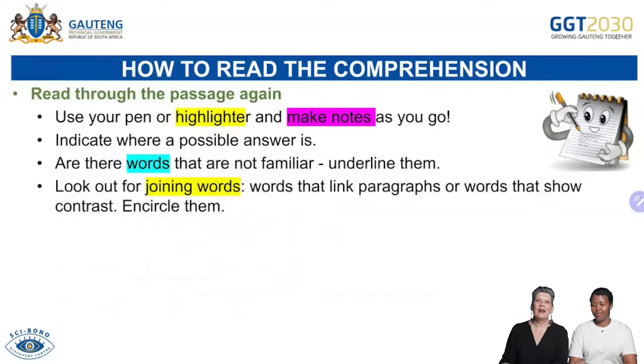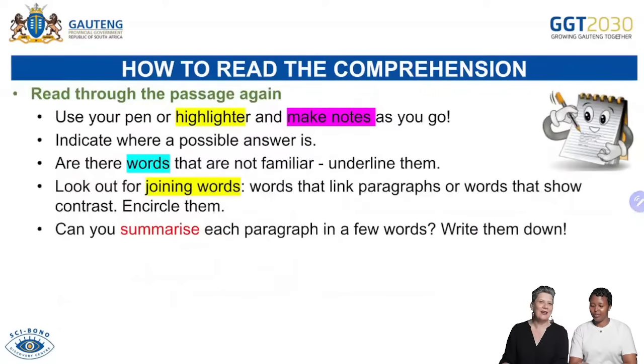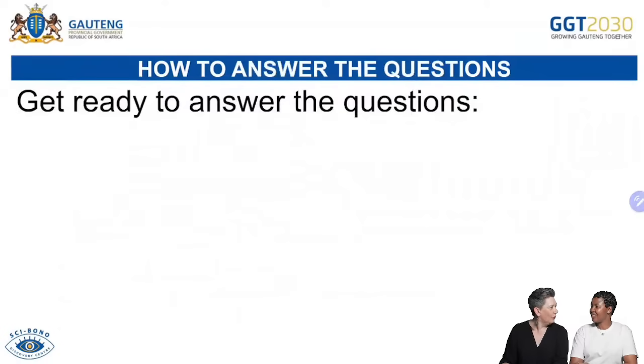Now, I always look out for joining words, conjunctions, because that shows you how paragraphs are linked. Are they linked together, or do they have a contrasting linking word that tells you a contrast is coming? That is really important. And while you're reading, try to figure out what each paragraph is all about. In that way, you will know exactly by the end what the text is about as a whole.